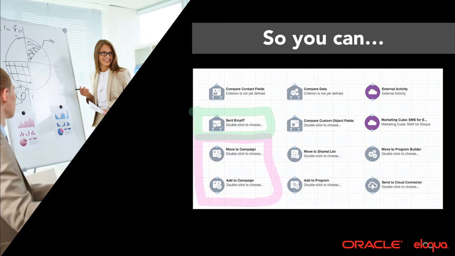Compare contact fields is also very helpful. That one enables you to identify, is the person in New South Wales or are they in Queensland, are they in Singapore, where are they? So you can use all of the fields that you've got available on the contact in order to do that. The compare date step, this one here at the top in the middle, is a new step on the campaign canvas and we'll explore that one a little bit later this morning in a bit more detail.